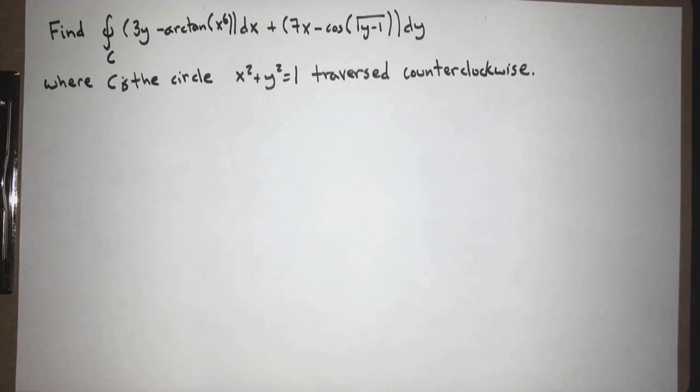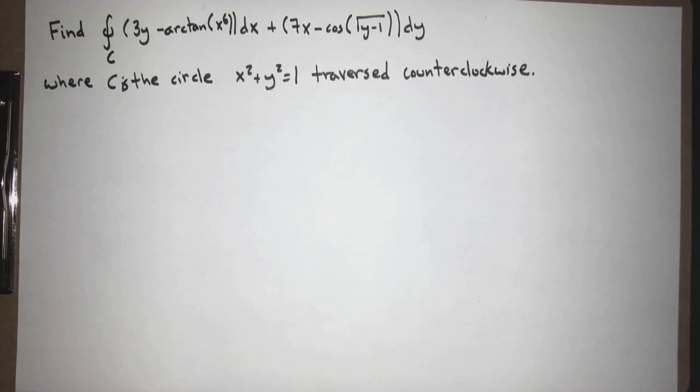Find the integral along the curve of 3y minus arctangent x to the 6th. I know, they just love throwing in arctangent. It's their great distractor. Plus 7x minus cosine square root y minus 1 dy. C is the circle x squared plus y squared equals 1, traversed counterclockwise.